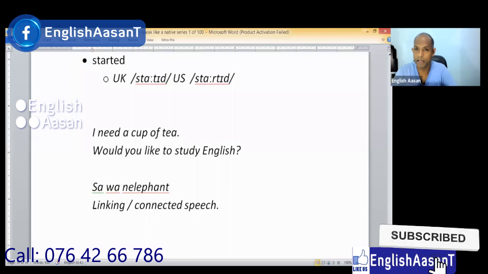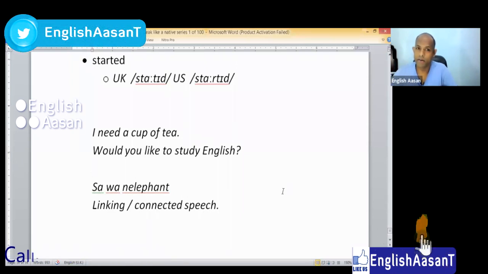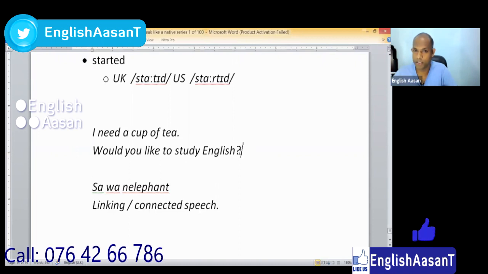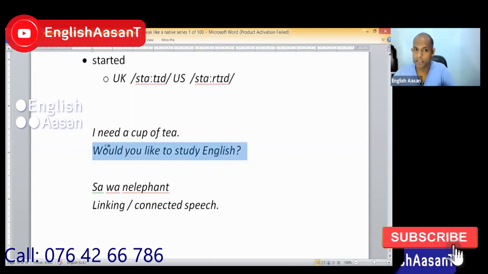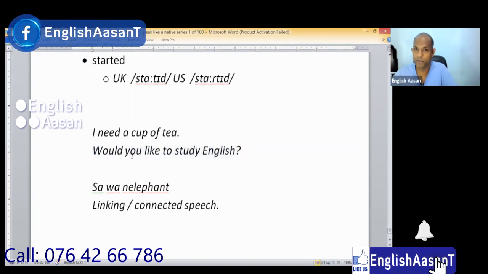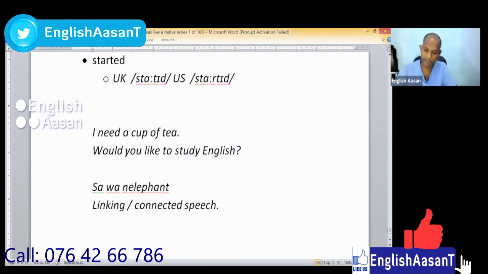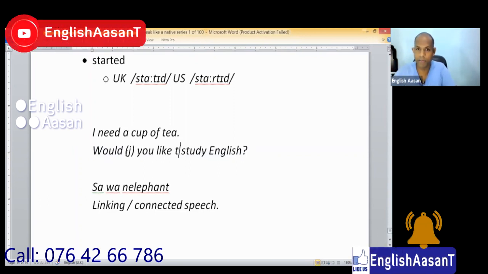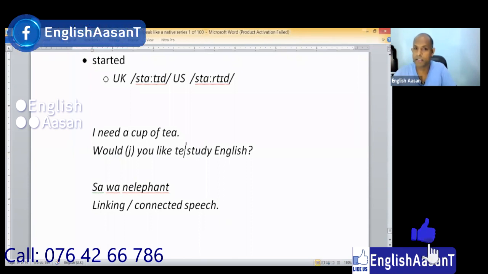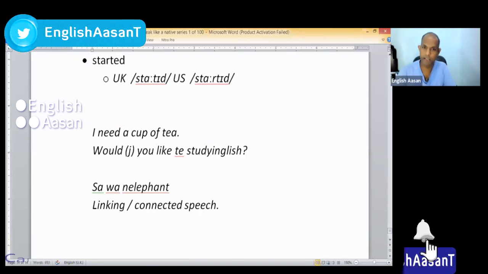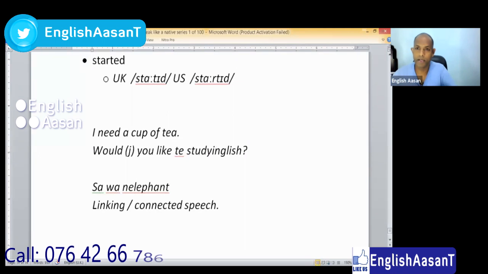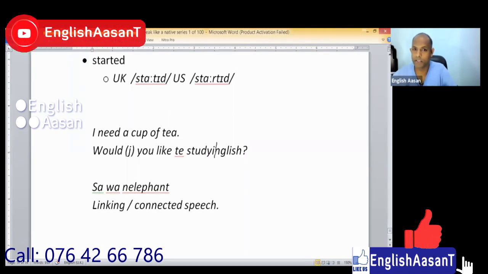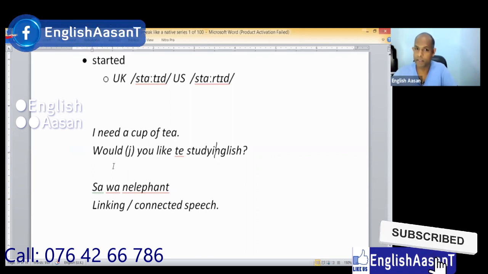As I was saying, would you like to study English, this is one sentence. If you want to say this in natural speaking, this becomes "would you", this becomes J. Would you, like to, this O becomes kind of a "to", study English. So in natural speaking, in linked speaking, or in connected speech, this becomes little.